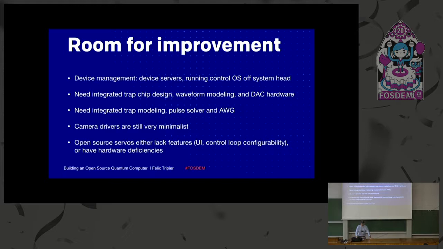For running a quantum operating system, you're talking with sometimes 50 or 100 devices. And so you would need a really large computer with a lot of USB hubs to run your quantum computer. If we really want to emancipate the student quantum computer maker, you would have a way to run an operating system off a system head or distribute the management of devices, so device servers. We need integrated trap chip design, waveform modeling, and DAC hardware.